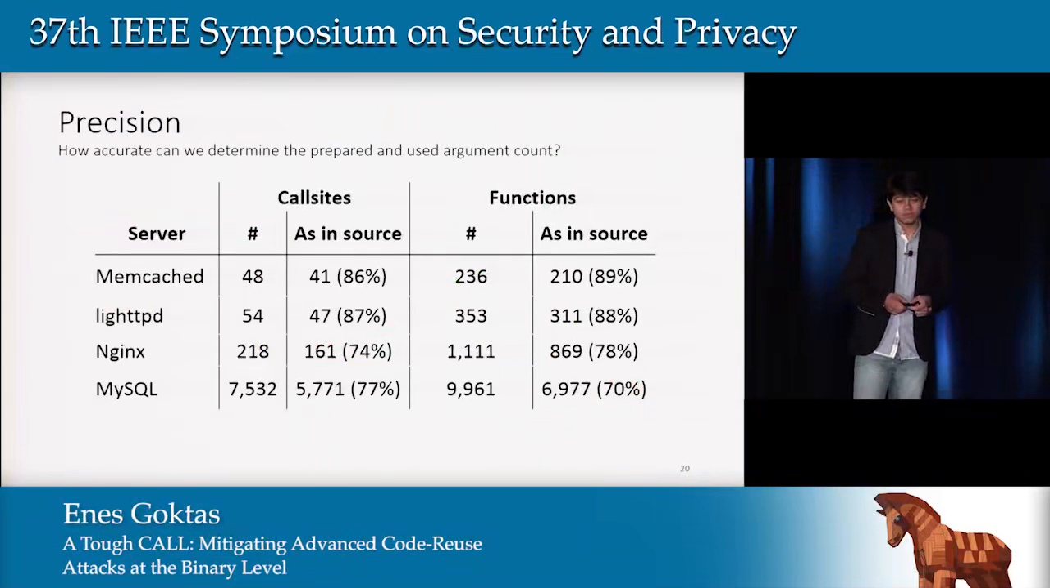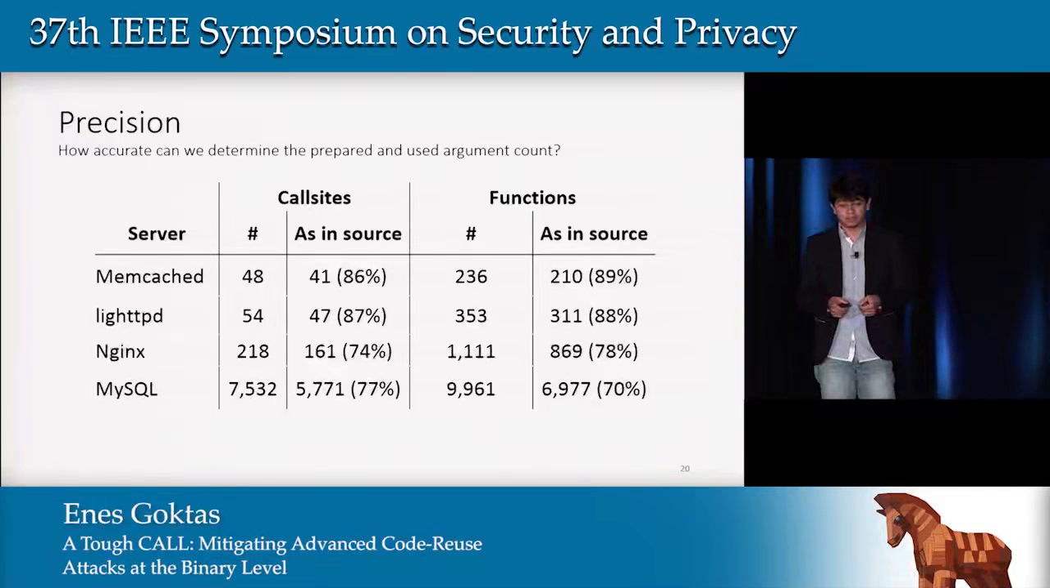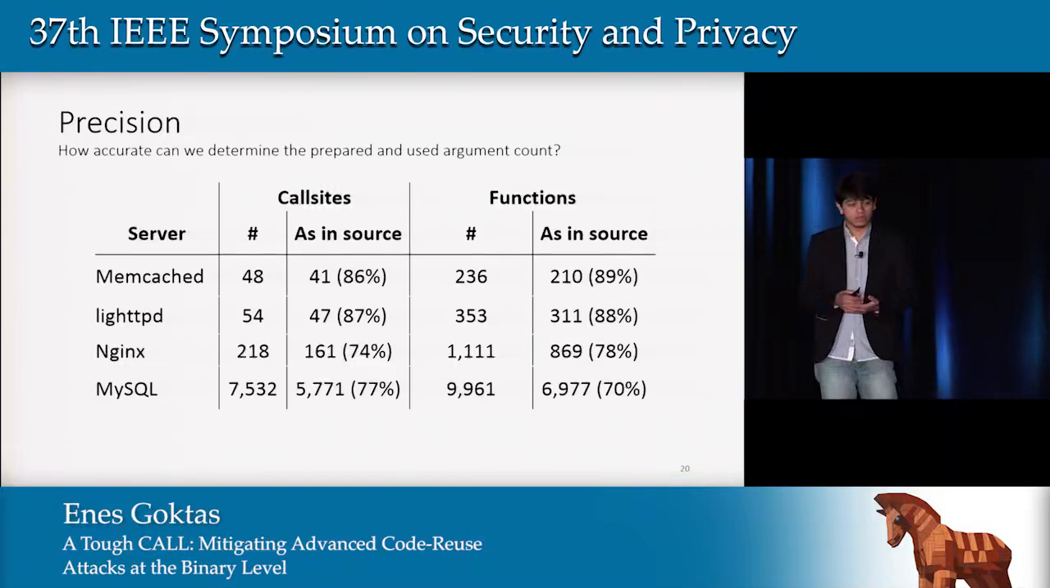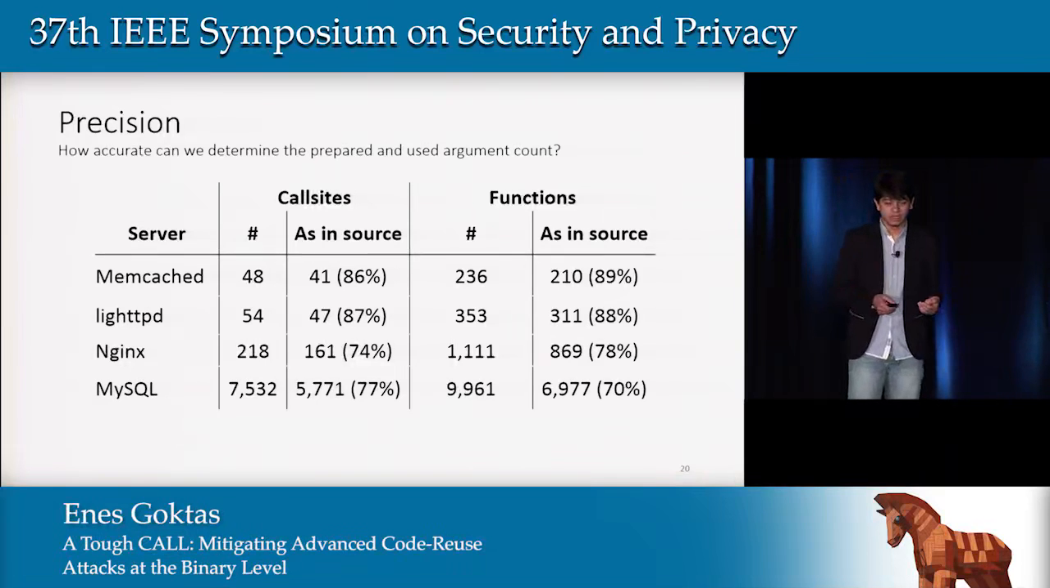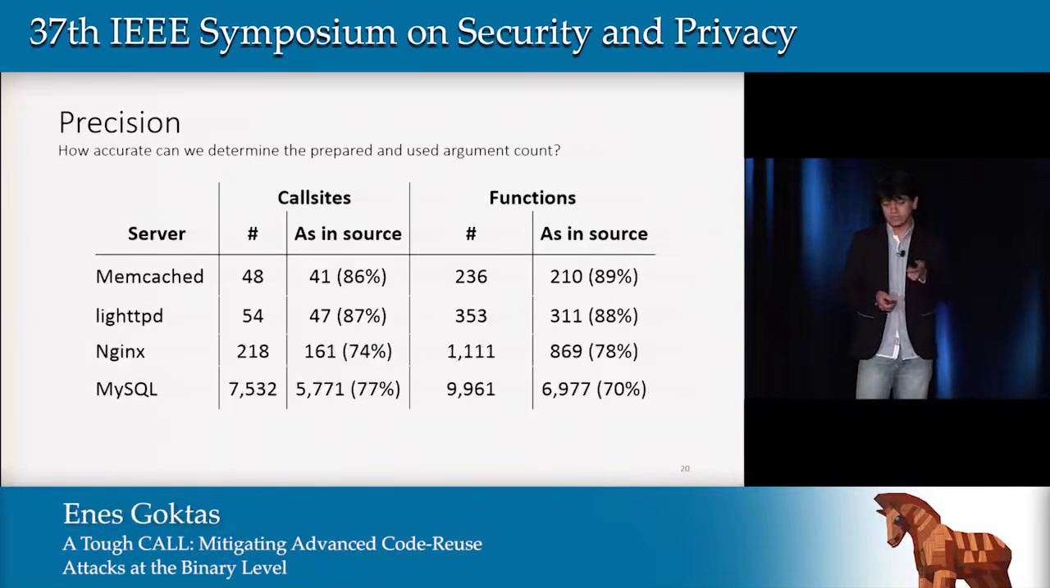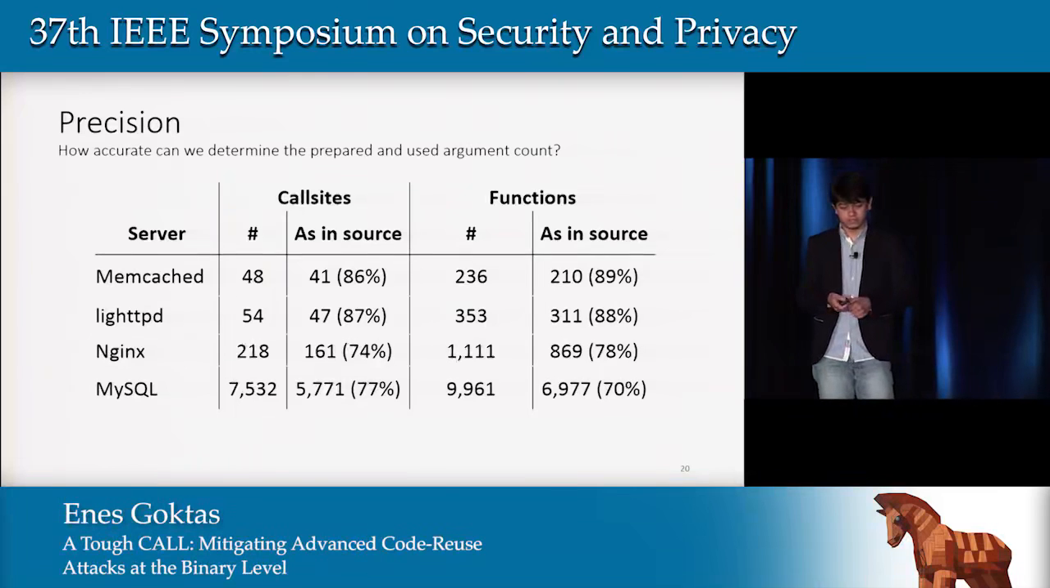So how accurately can we determine the prepared and the used argument count at the indirect call sites and the functions? We have evaluated some widely used server applications, including memcached, lighttpd, Nginx, and MySQL. Memcached is a distributed memory cache server. Lighttpd and Nginx are HTTP servers that serve websites, and MySQL is a database. The first 3 servers are C programs. MySQL is a C++ program, and you can see that MySQL is a lot more complex. It contains lots of indirect calls and lots of address-taken functions.